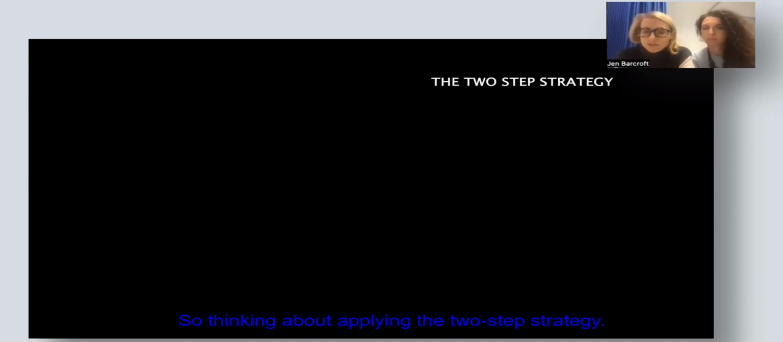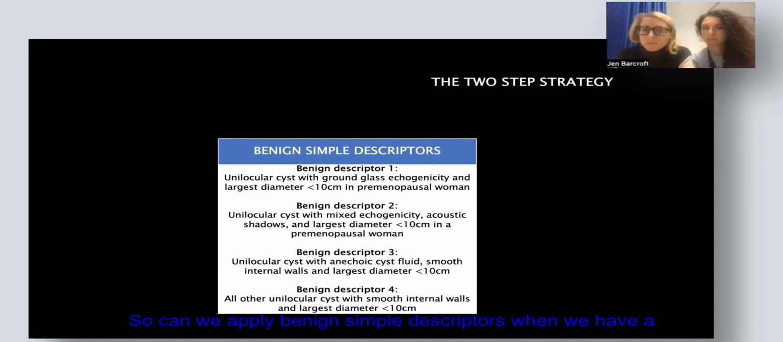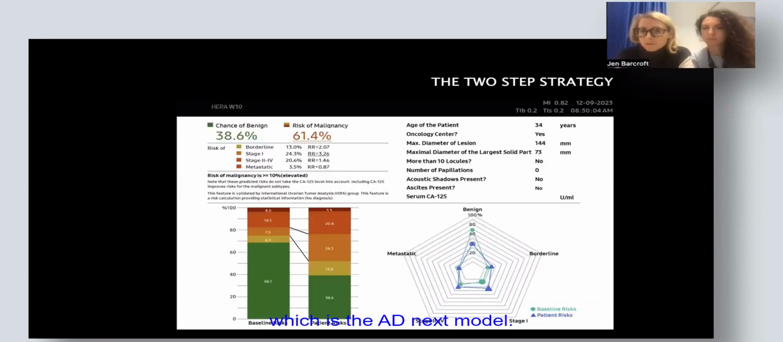So thinking about applying the two-step strategy, can we apply the benign simple descriptors when we have a multilocular solid mass? Well, no, as you remember, they are only for unilocular cystic structures. And in this case, the mass is also more than 10 centimeters, so they would not be applied. We therefore move to the second step, which is the ADNEX model. Now, this is an export from the ultrasound machine, which, depending on which machine you have, will allow an export of the ADNEX score in quite a nice visual here.